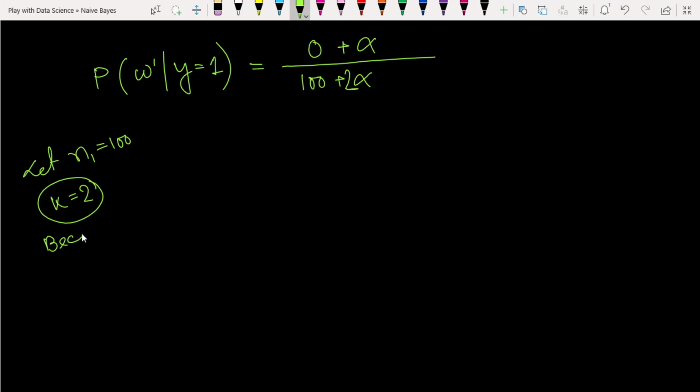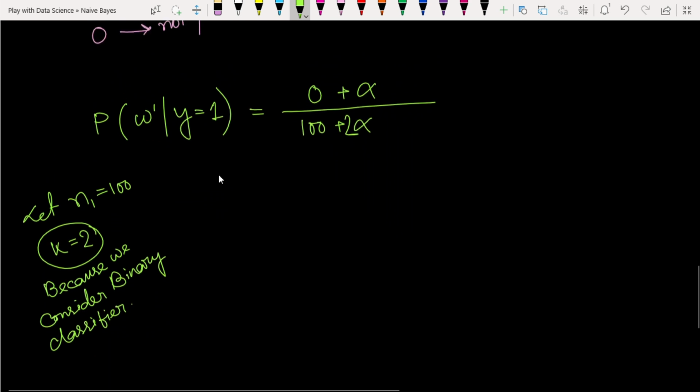because we consider a binary classifier. Simple, because of this we have taken k equal to 2, nothing else.